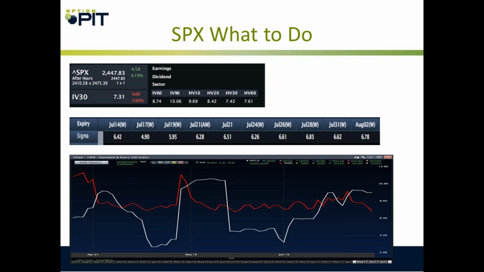But here's SPX. We throw out different ideas on SPX all the time. Let's take a look at this guy. And I've got a few ideas for SPX. I'm going to talk through two that I like, and I'm going to tell you what I have on after that.